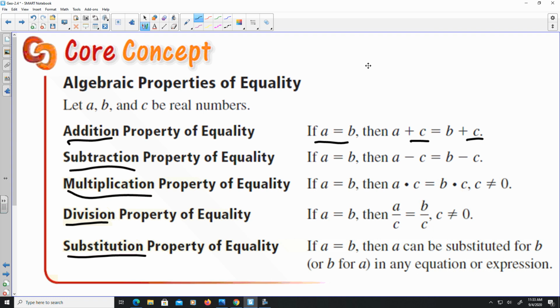The only thing that's different is substitution. Substitution says that if A equals B, then A can be substituted for B or B in for A in an equation. So in some situations you're just replacing it, and you're able to do that because of that property. A lot of times when we are writing proofs, it's being able to discover the reasoning behind the proof and why we were able to get to that point or get to that step.